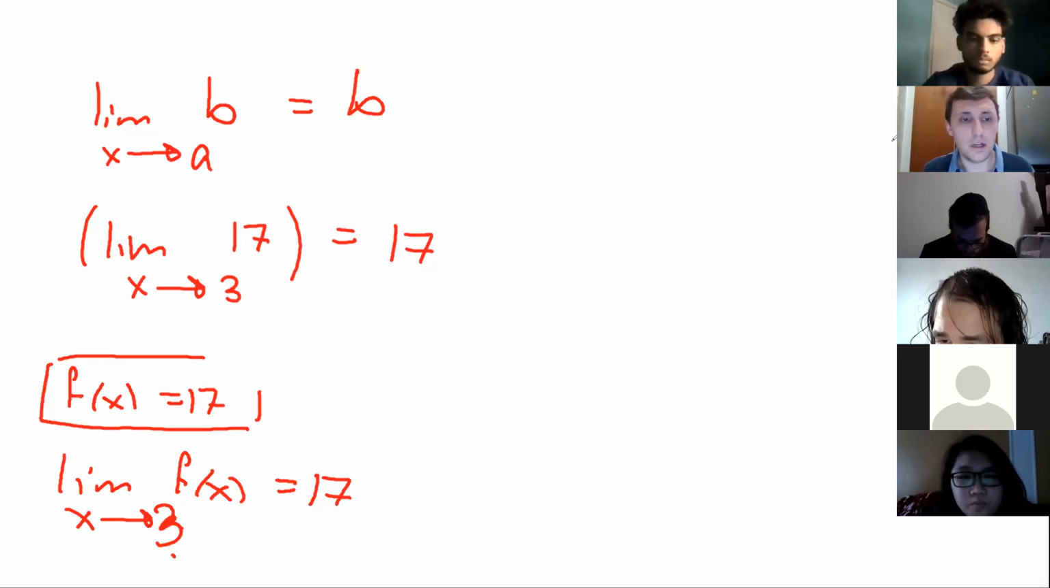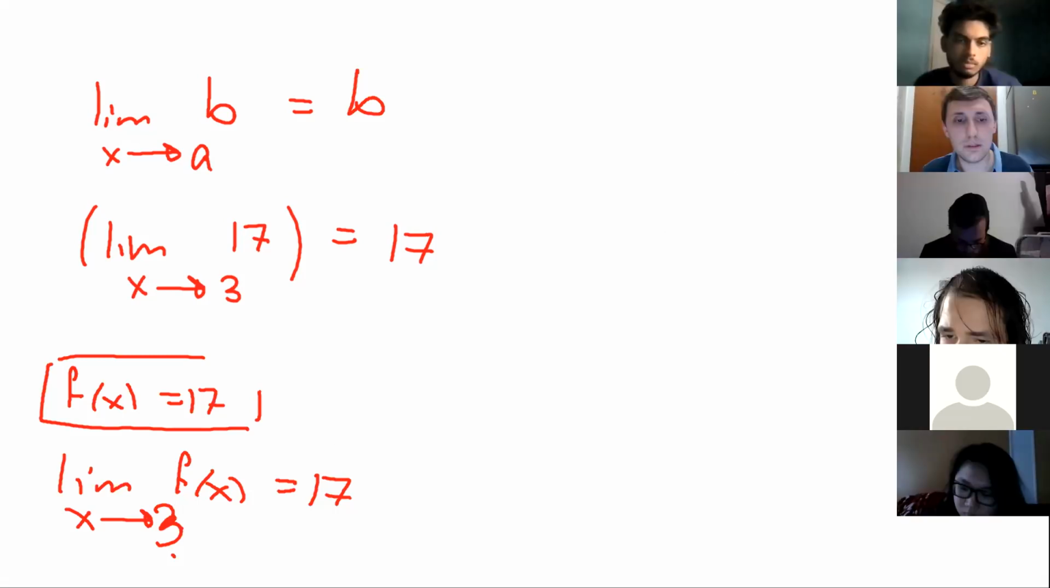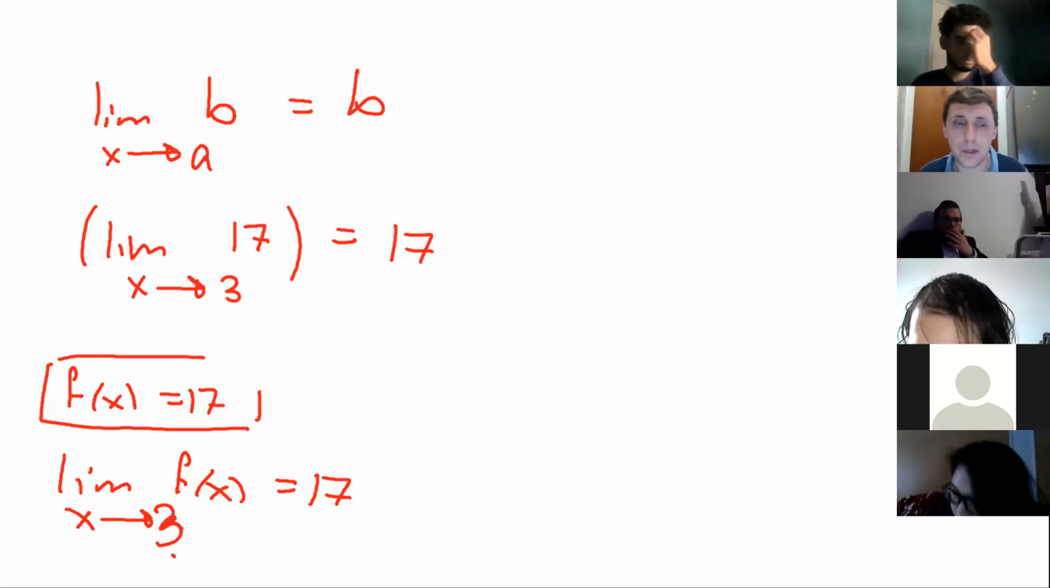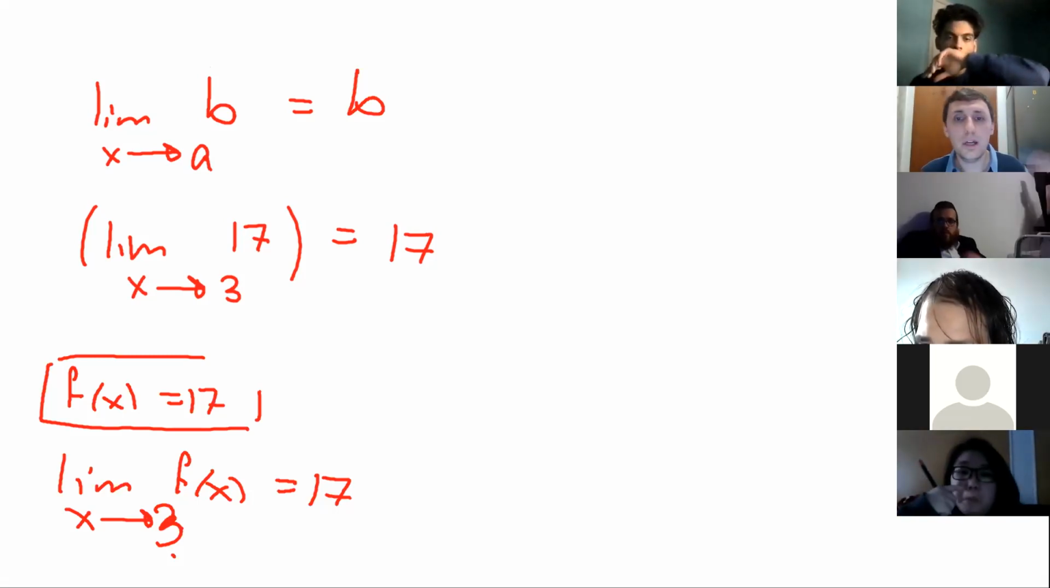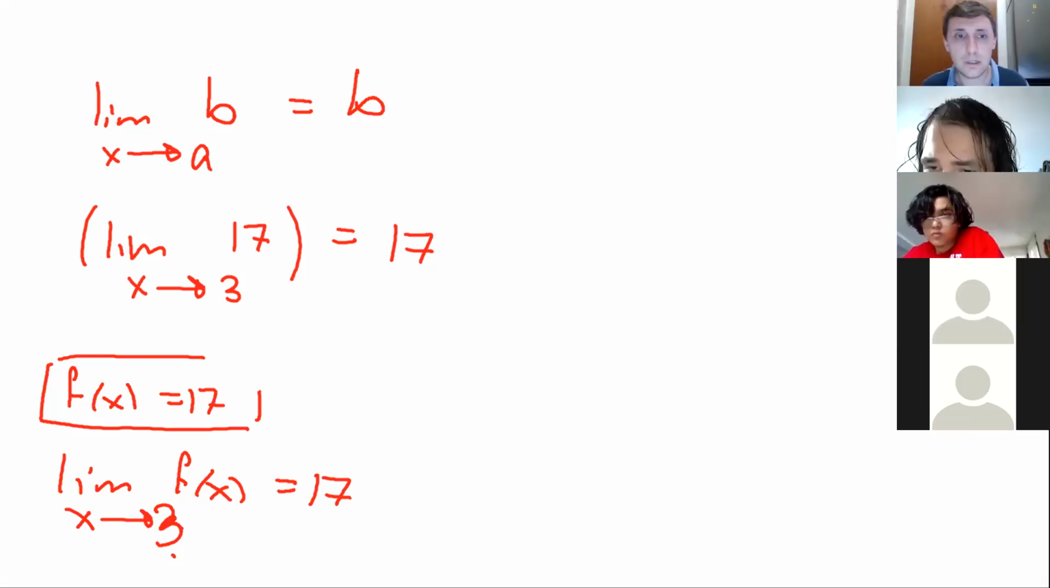Exactly. So the limit as x goes to 3 of a constant function will be the constant. Right? In this case, if the function is always equal to 17, why is it b for the top part? Well, because x is going to a and the function is always producing a b. That's what it means, right? The b just means some number. X is going to one number, and the output is some number. Yes?